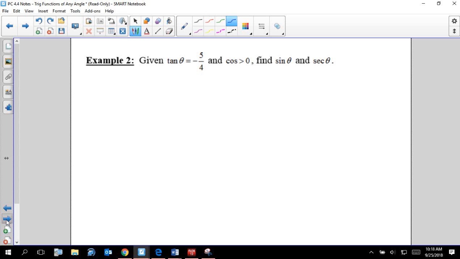So first thing I'm going to do is start thinking, well, tangent theta is what formula? Y over x. And that is equal to -5/4. So since it's negative, what is negative? The x or the y? What's negative? Or do you know? You don't know yet, because it could be -5 or it could be -4. Can it be both negatives?